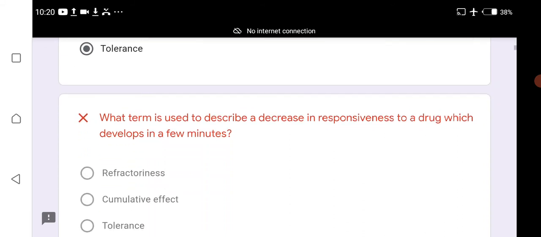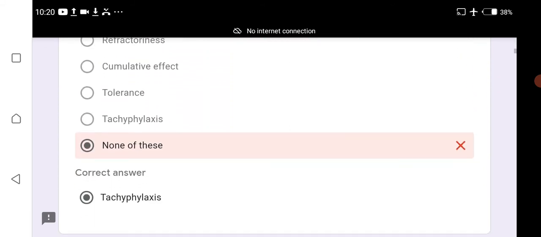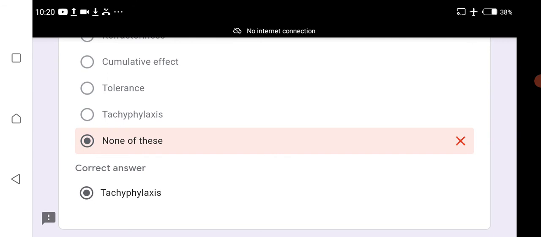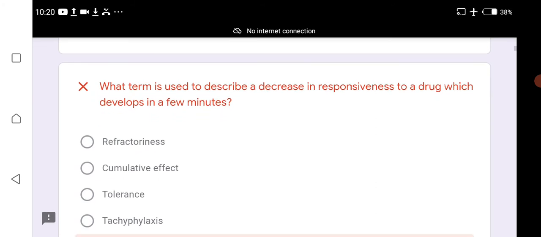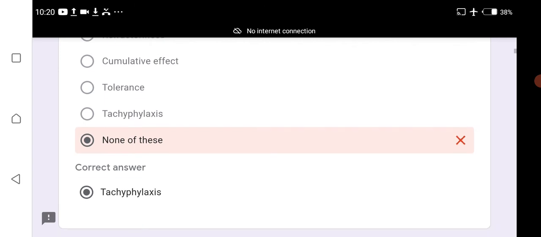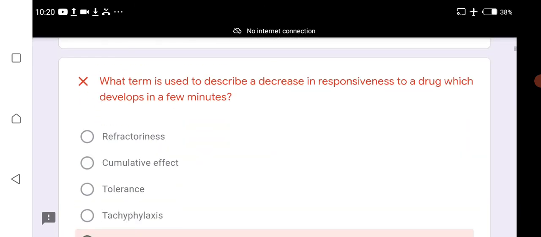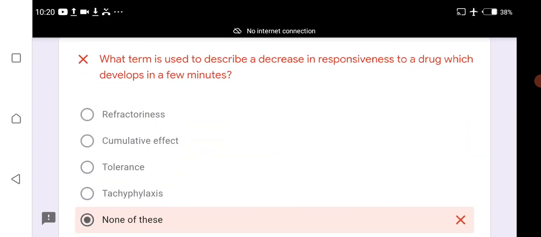What term is used to describe tachyphylaxis? Tachyphylaxis. Tachyphylaxis describes a decrease in responsiveness to a drug which develops in a few minutes.